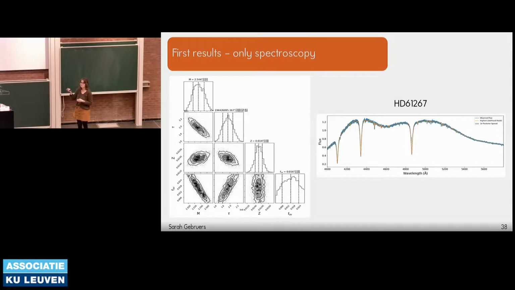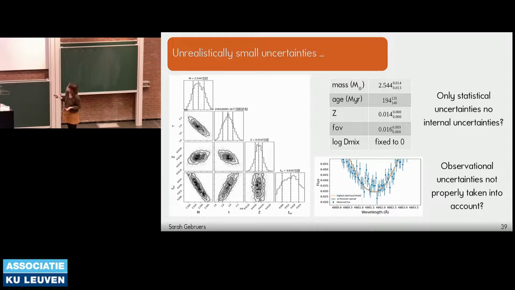Disclaimer, however, this is only using the spectroscopic part. And these are some of the posterior distributions for one star that I got, and the fit of the spectrum. The fit looks pretty nice. The distribution's also pretty nice. But as you can see, the uncertainties that I'm getting are really unrealistically small. I don't know where it is coming from. For metallicity, for example, it was even so small that they just put 0. Is this a fact that it's only statistical uncertainties, and no internal uncertainties of the methods are taken into account?